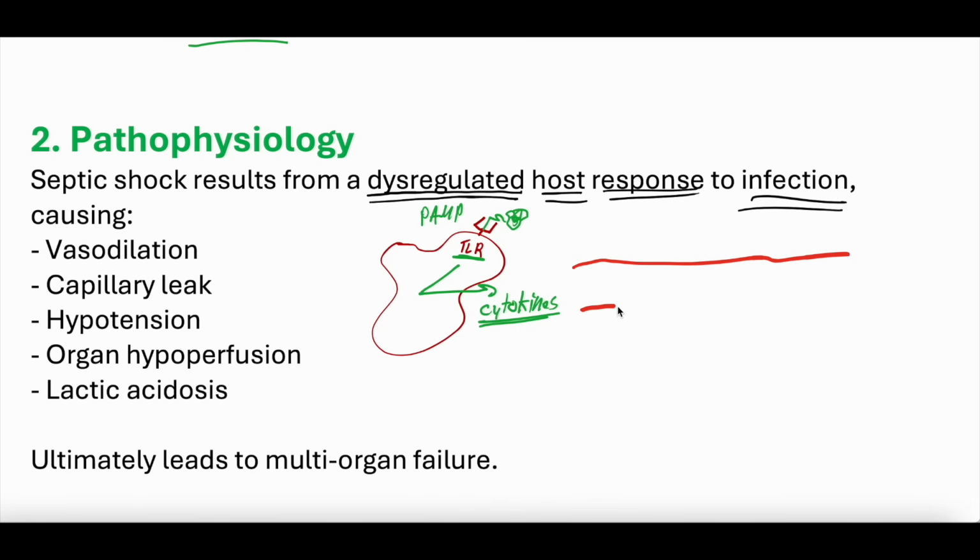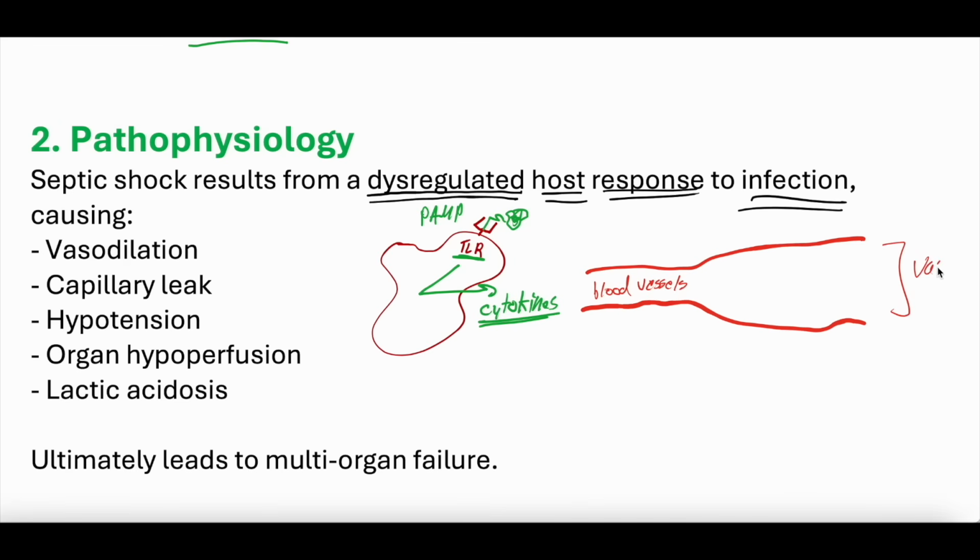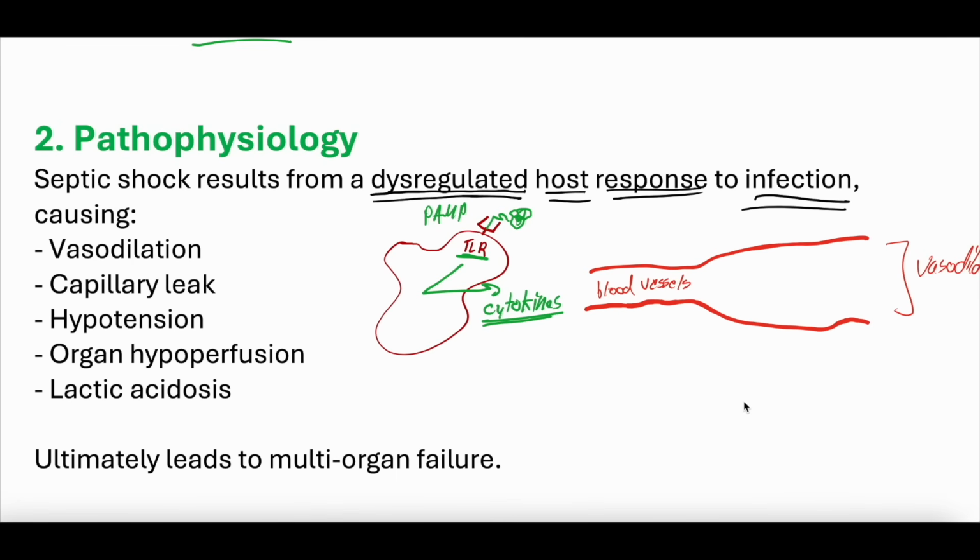So if this is your blood vessel normally, it starts to dilate. Let's just do some symmetry here. It starts to dilate, okay? So this would be the normal size of the blood vessel, more narrow, and then you start to get this release of cytokines, and it causes vasodilation, okay? That vasodilation can lead to a degree of hypotension because as those blood vessels dilate, you still have the same circulating blood volume in larger dilated blood vessels, and that can lead to decreased blood pressure, hypotension, that MAP of less than 65 we talked about.